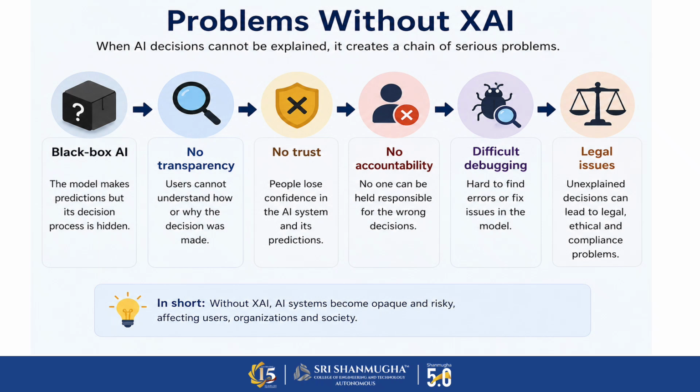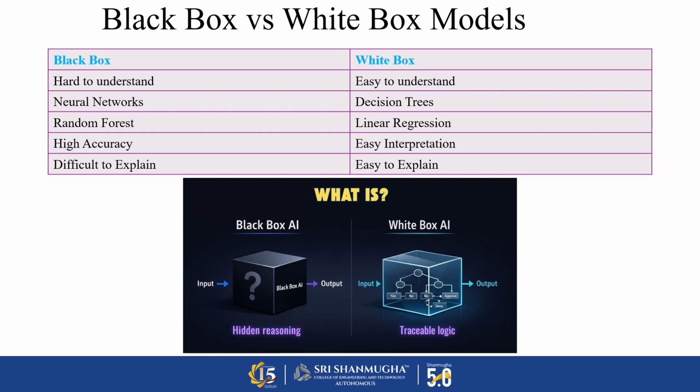So we are moving on to the difference between black box and white box models. As we have already seen, a black box model is very difficult to understand. All neural network models come under black box models, and also the random forest algorithm. Even though they provide high accuracy, it is very difficult to explain why the model makes particular predictions. Next one is the white box model. It is very easy to understand.